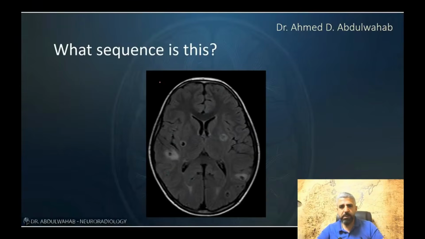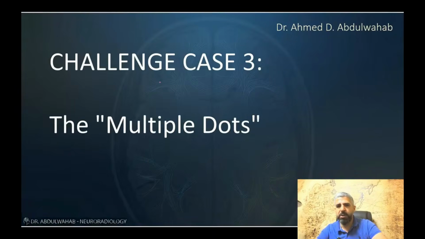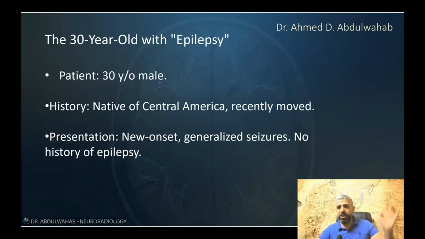What is this sequence? Look at the ventricles. They are black and dark. So of course this is FLAIR. So let's go to challenge case number 3, the multiple dots. What do we have here? Seizures, new onset in a 30-year-old. He has no prior history. This is not developmental. Something acquired is causing this, and since he just moved, we must think globally.